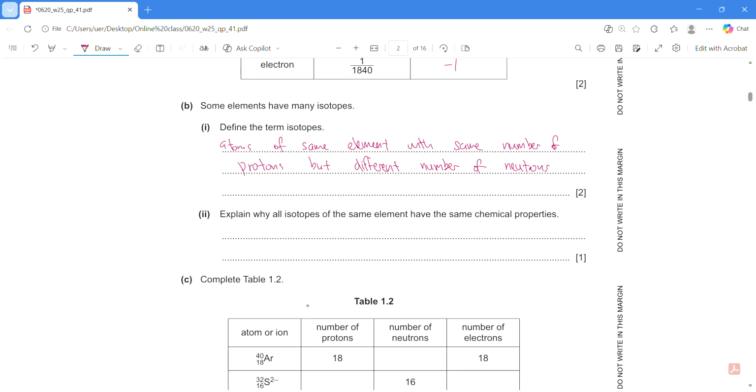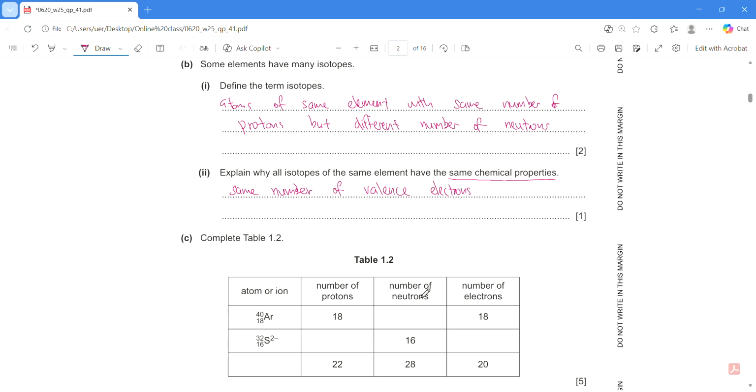So this one, please remember, every time if they ask about same chemical properties, it's because they have the same number of valence electrons. Okay, so valence electron means the electron in the outermost shell. Like for example, group 1 all have 1 electron, group 7 all have 7 electrons.